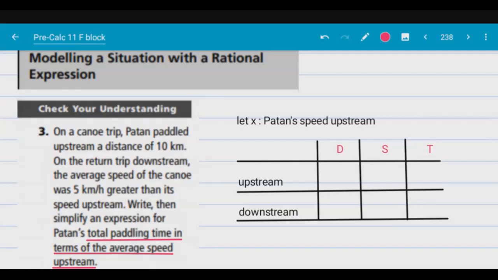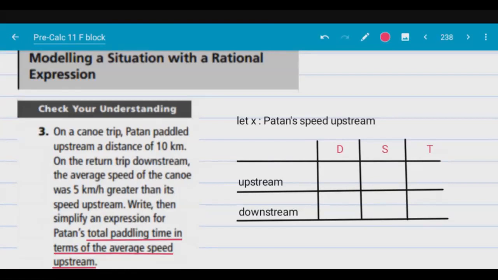On the return trip downstream, the average speed of the canoe was 5 kilometers per hour greater than the speed upstream. Now, if you're wondering why the speed of the canoe was 5 kilometers per hour greater when it was going downstream, well, ask yourself, isn't it going to be faster when you are going with the current as opposed to going against the current? All right.